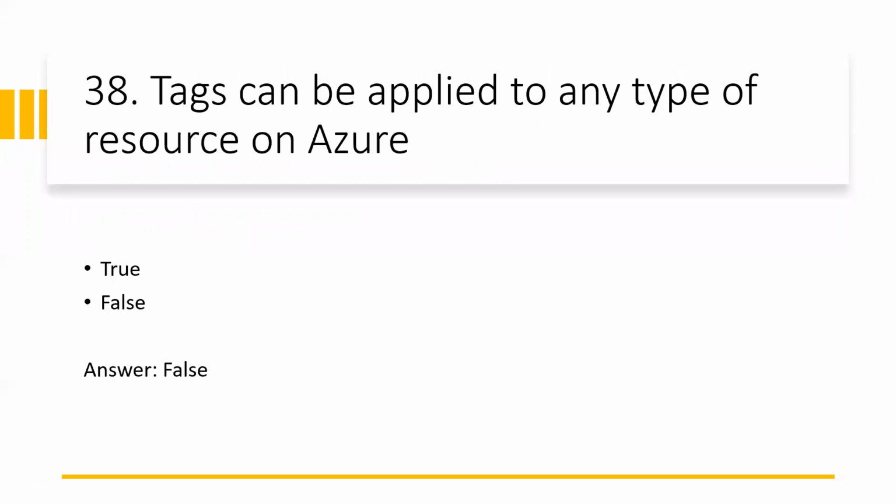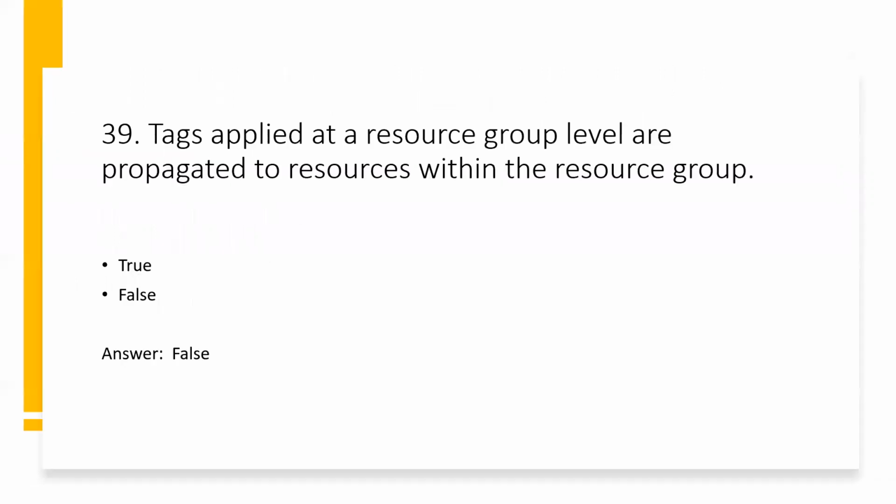Question 38. Tags can be applied to any type of resource on Azure. True or false? False. Tags can be applied to only specific types of resources on Azure. Question 39. Tags applied at a resource group level are propagated to resources within the resource group. False. If you have multiple departments in your organization and you want to track which department is using what services and what resources, you can assign tags. That is one use of tags. That is the primary use of tags.